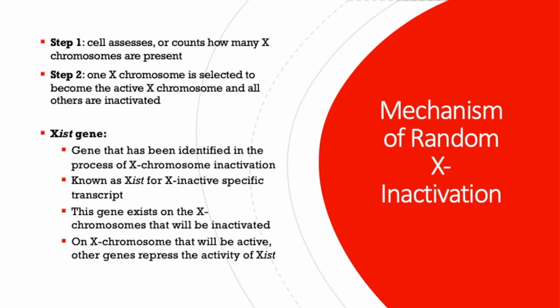The mechanism of random inactivation is two steps. First, the cell counts how many X chromosomes are present. Second, one X chromosome is selected to become the active X chromosome, and all others are inactivated. Also, an important gene in this process is known as the X gene. This gene exists on the X chromosomes that will be inactivated.